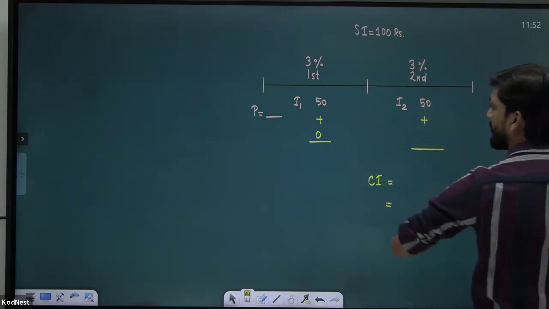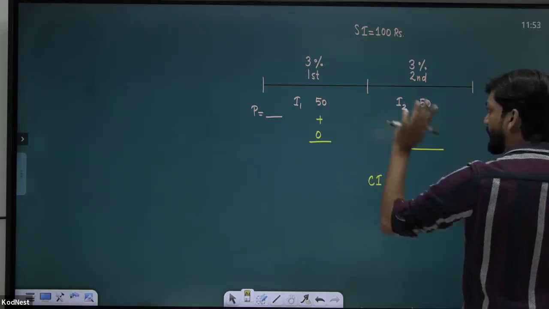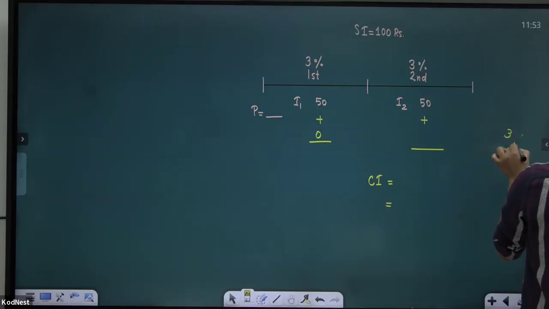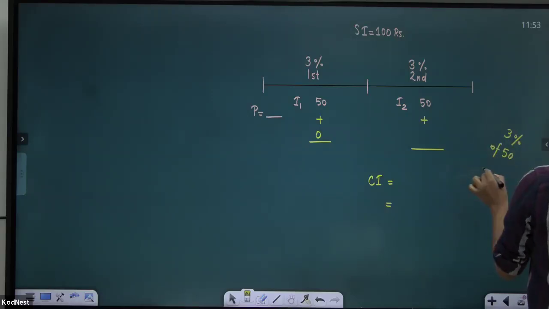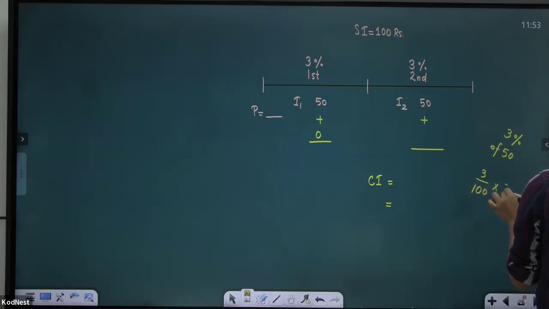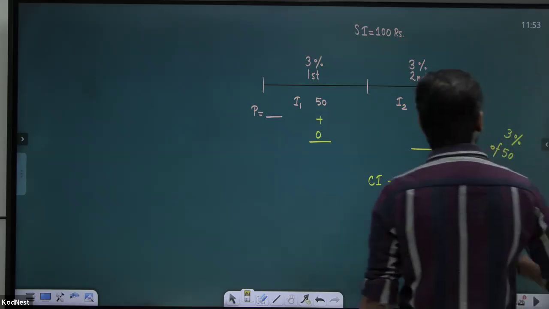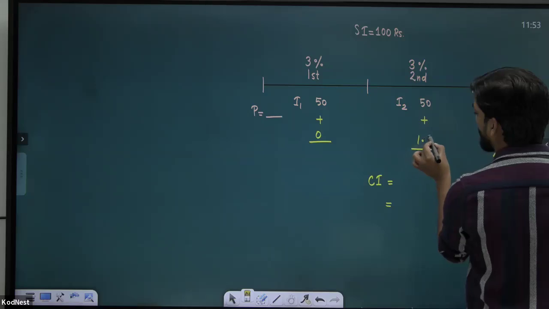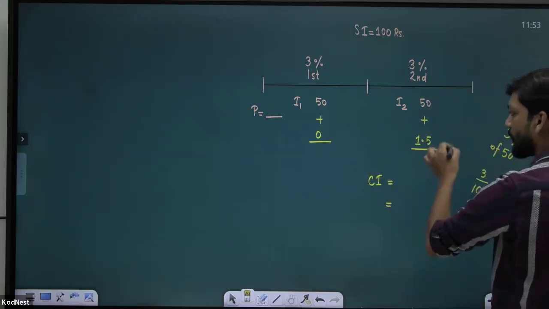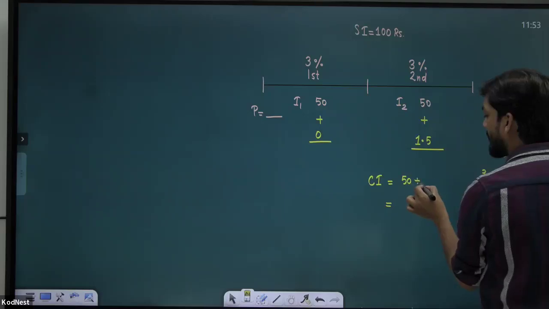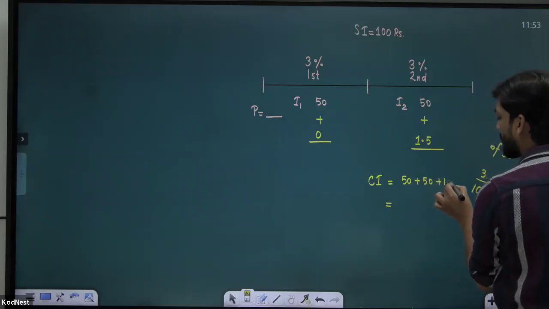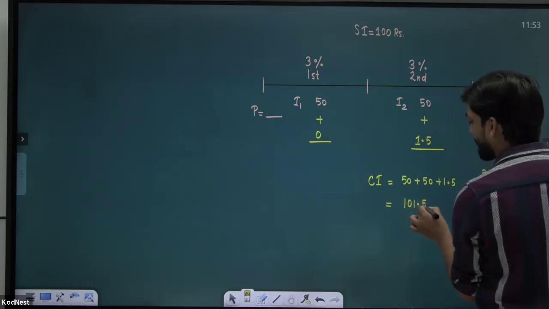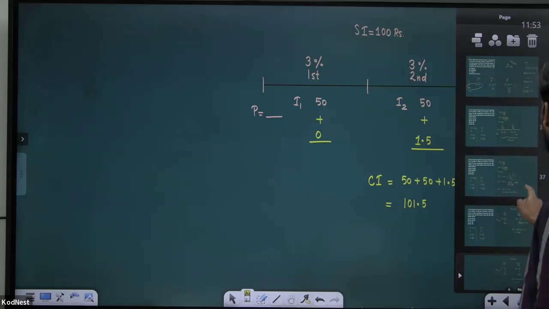My dear, it is 3%. 1% will be 0.5, so 3% of 50 will be 3 by 100 times 50. Or you can calculate this way also: 150 by 100 is 1.5. So the total compound interest comes out to be 50 plus 50 plus 1.5, which gives you 101.5.